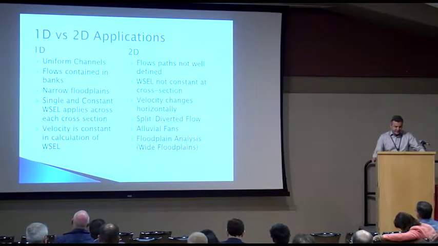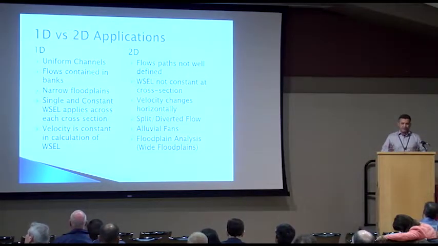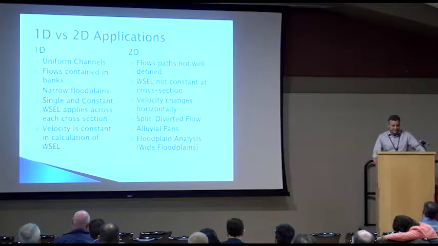What are some of the assumptions and applications? 1D flow, uniform flow, stays in the channel. Great for narrow floodplains where majority of your flow is in the channel, moving in one direction. One of the big assumptions with 1D flow is that your water surface elevation is single and constant across the cross-section. And also your velocity is constant. It uses a weighted average of flow and velocity to calculate your water surface elevation, which can introduce some error if your flow is 2D.